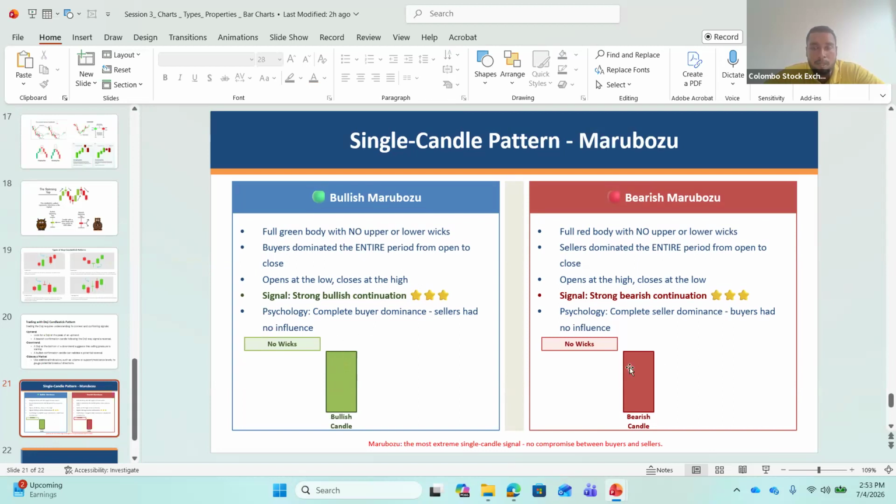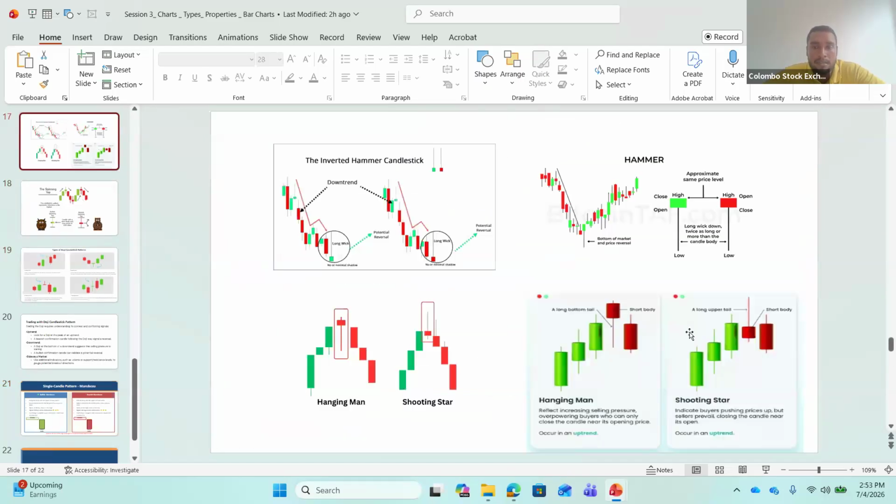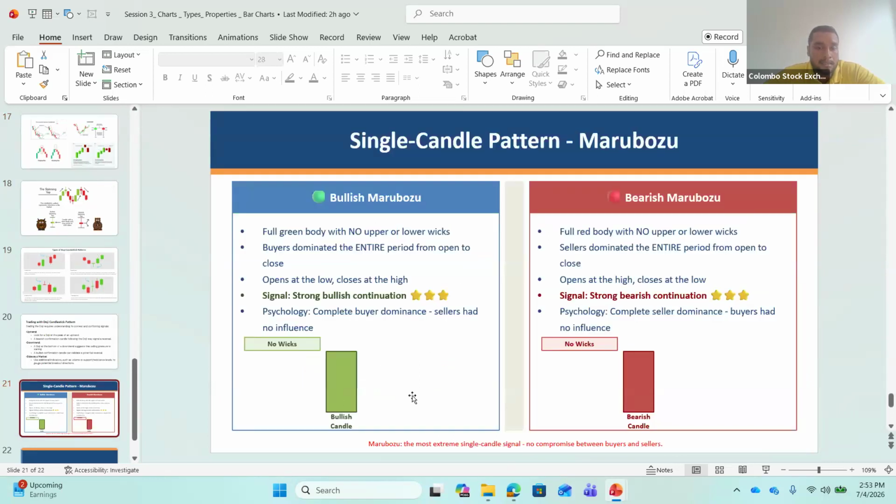You see no wicks. In a red candle, this is the opening price, this is the closing price, and there are no wicks. That means the price closed at the lowest point, and it basically suggests that the sellers dominated that time period. Here the buyers dominated that time period. This is a continuation signal. Earlier, what we discussed were reversal signals. All of those are potential reversal signals. Here, this Marubozu means a continuation signal.